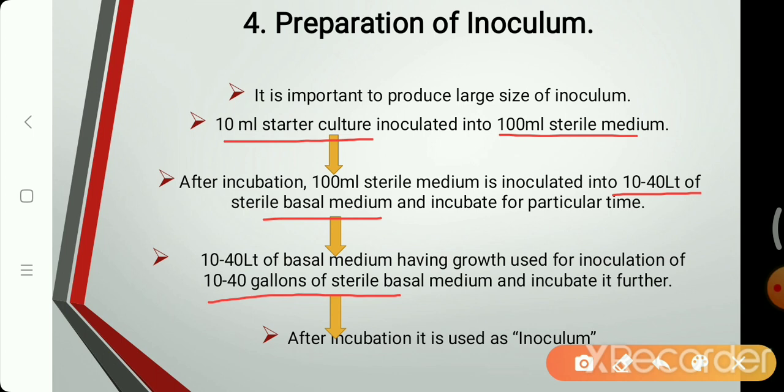Now after incubation, it is used as an inoculum. Now it is ready that we can add directly into the fermenter. Here 1 gallon is equal to 4.5 liters. So here we have prepared 40 gallons approximately. So it is 180 liters of inoculum we have prepared.